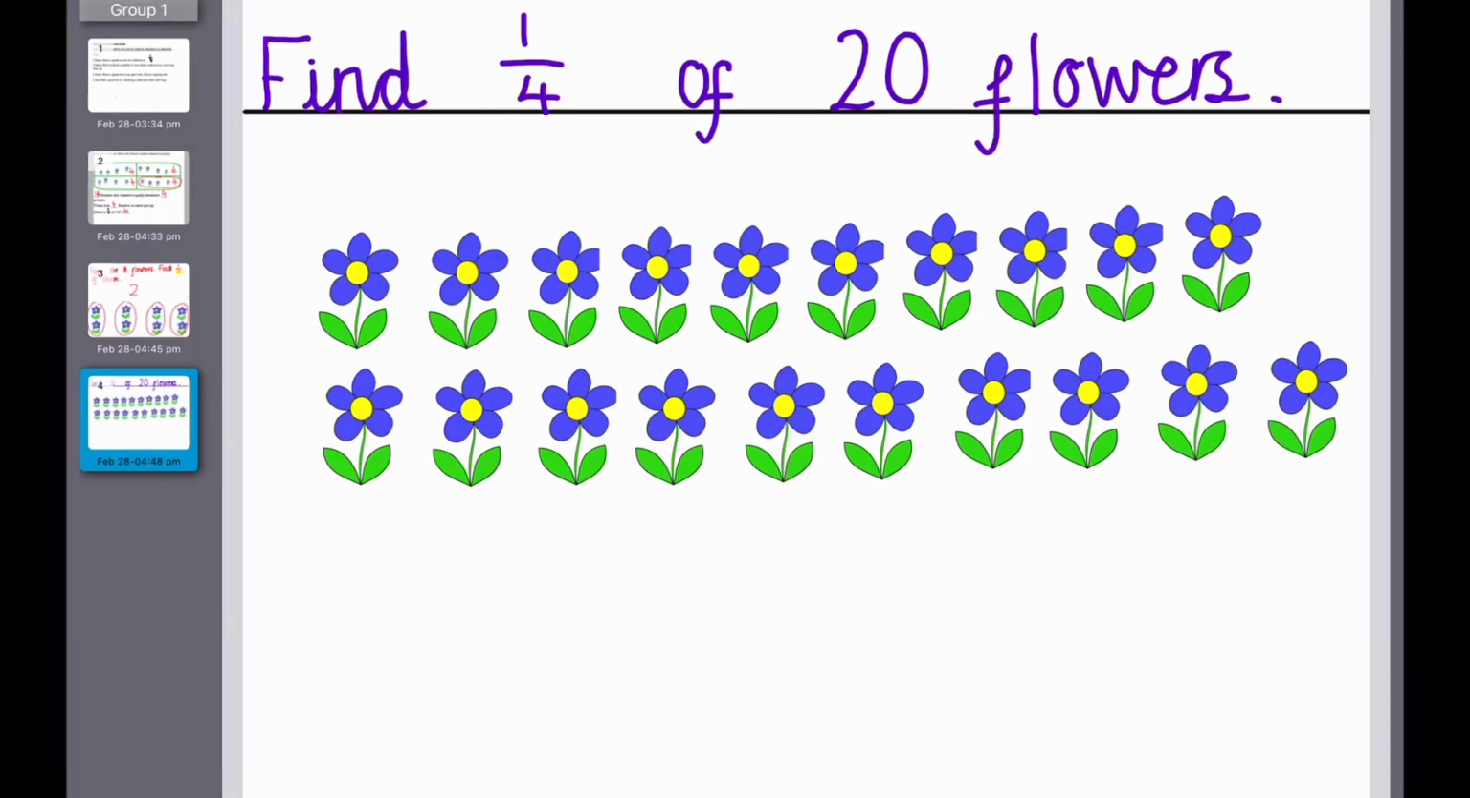Okay, let's solve it together. So we have 20 flowers and we need to find 1/4 of them. How many groups do we need to share between? 4, because our denominator is 4.